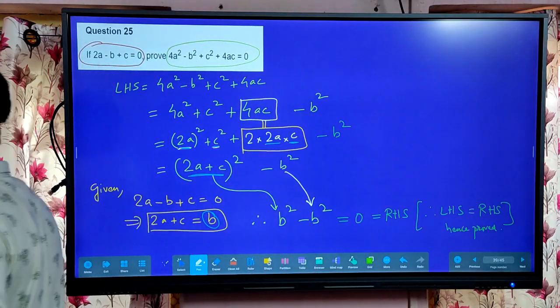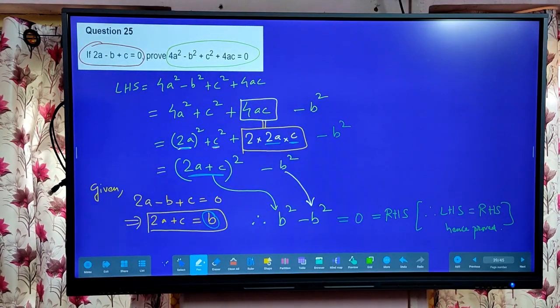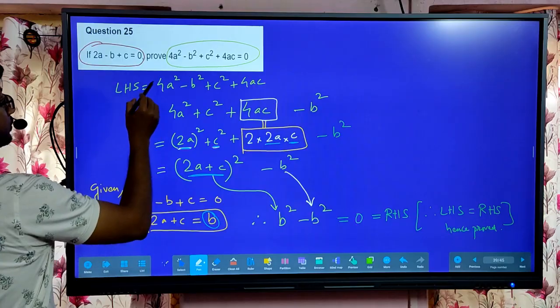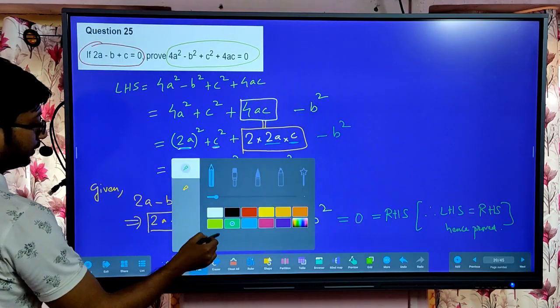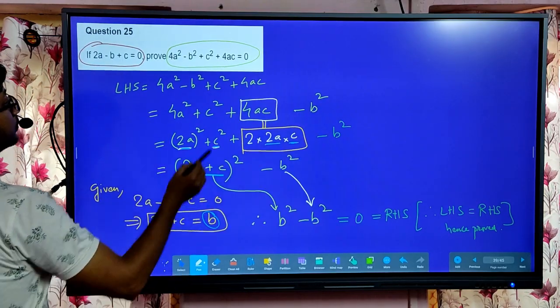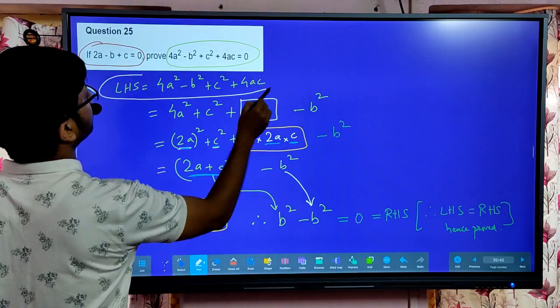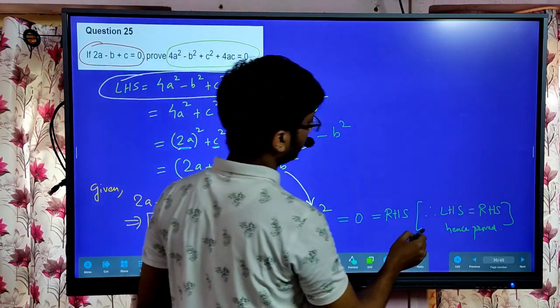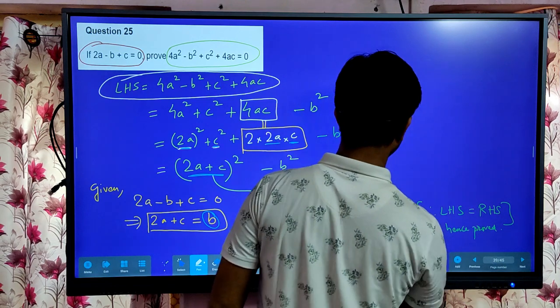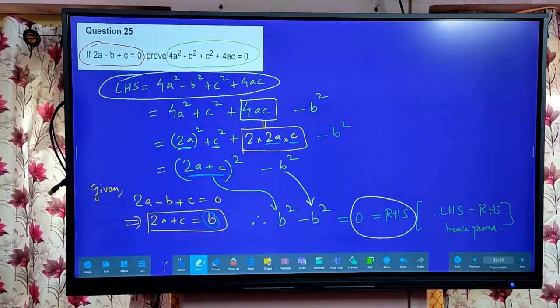LHS equals RHS, hence proved. So we started here and ended over here. We started with LHS, which becomes equal to 0. Note it down.